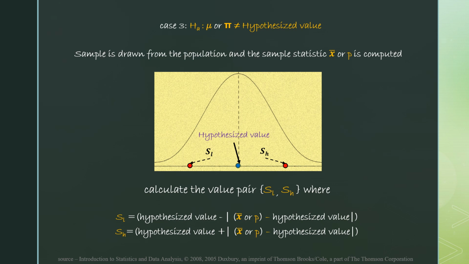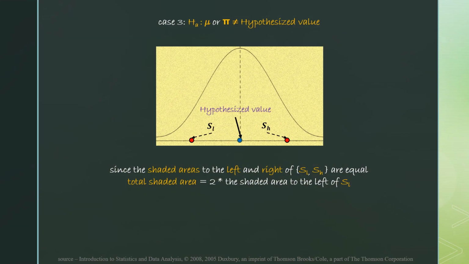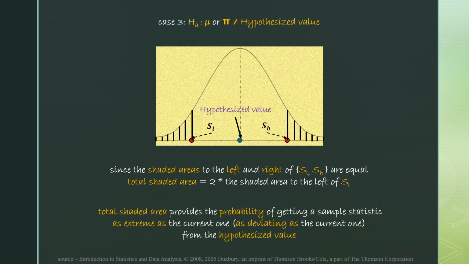Note, SL and SH are symmetrical with respect to the hypothesized value. Since the shaded areas under the statistic distribution to the left and right of SL and SH are equal due to symmetry, the total shaded area equals 2 times the shaded area to the left of SL. The total shaded area provides the probability of getting a sample statistic as extreme as the current one or as deviating as the current one from the hypothesized value.